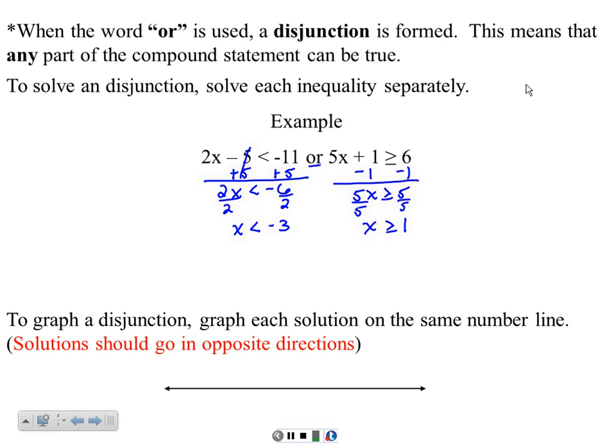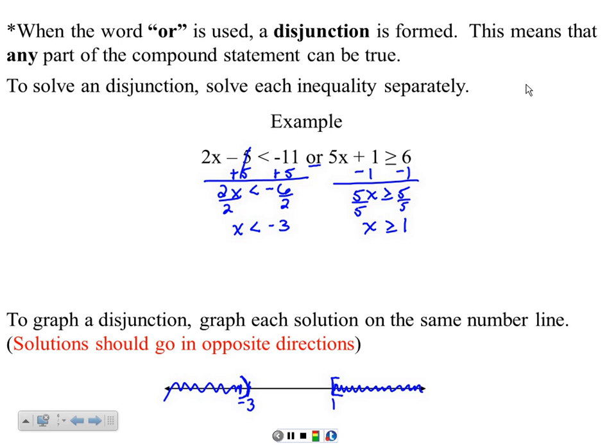Alright, so let's try to put this on a graph. Notice it says to graph a disjunction, graph each solution on the same number line. Notice in red, solutions should go in opposite directions. That means they should diverge. So we have a negative 3 in question, and we have a 1 in question. The one on the left says that x has to be less than negative 3, cannot include, so it will be a parenthesis. And we're going to color to the left because it's less than. The one on the right says that x is going to be greater than or equal to 1. So this is going to be a bracket, and it's going to be greater than.